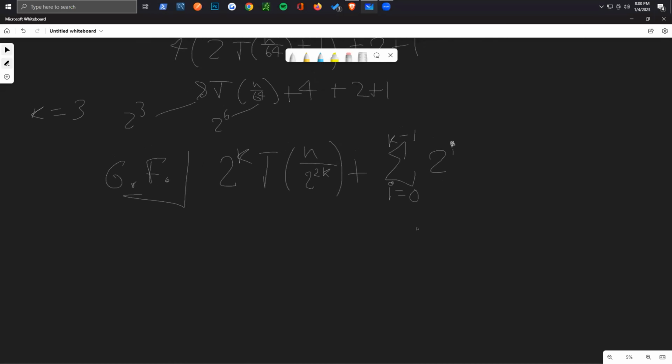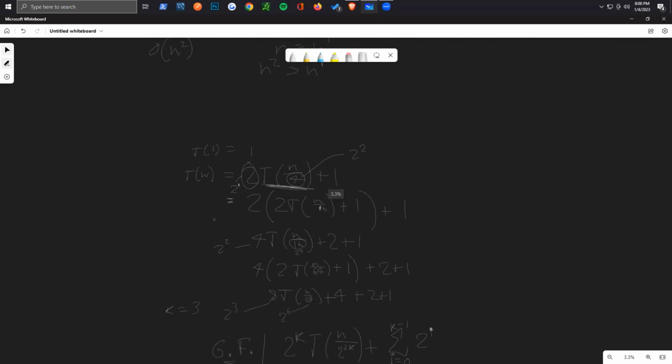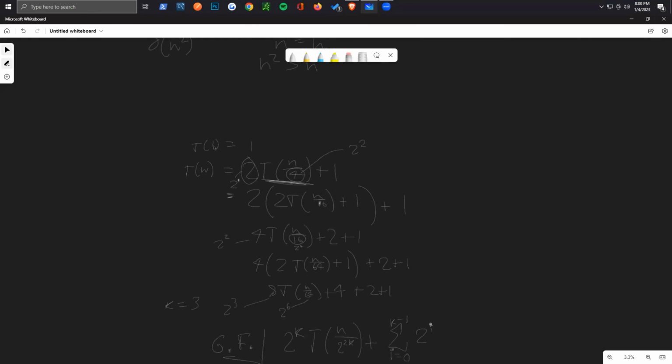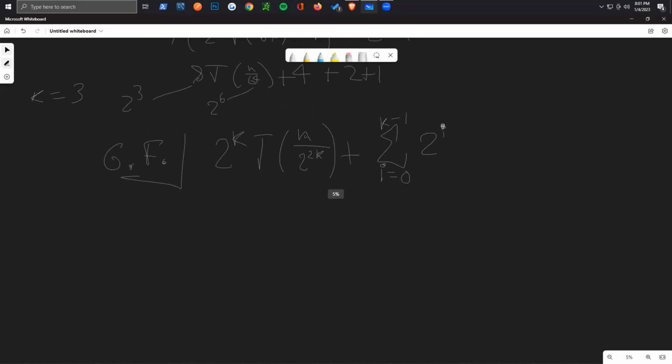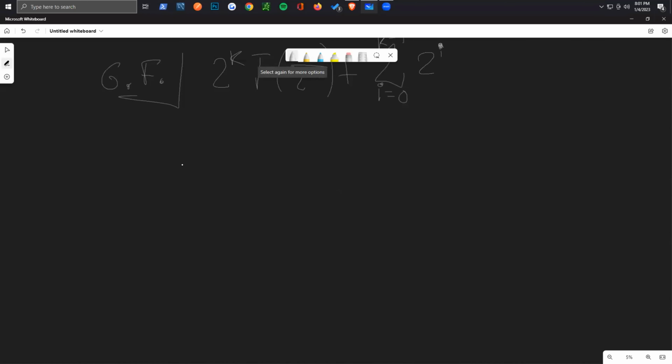And now from this one, we just got to solve. So let's see what our base case was. So it's t of 1. So take what's inside of here, set it equal to this over here. So we're going to have n equals 2 to the power of 2 times k.